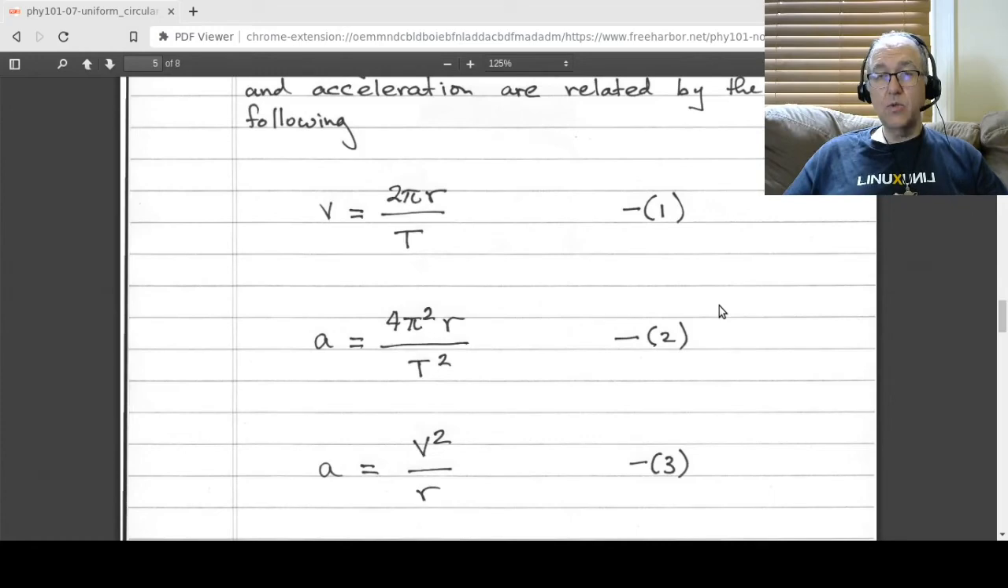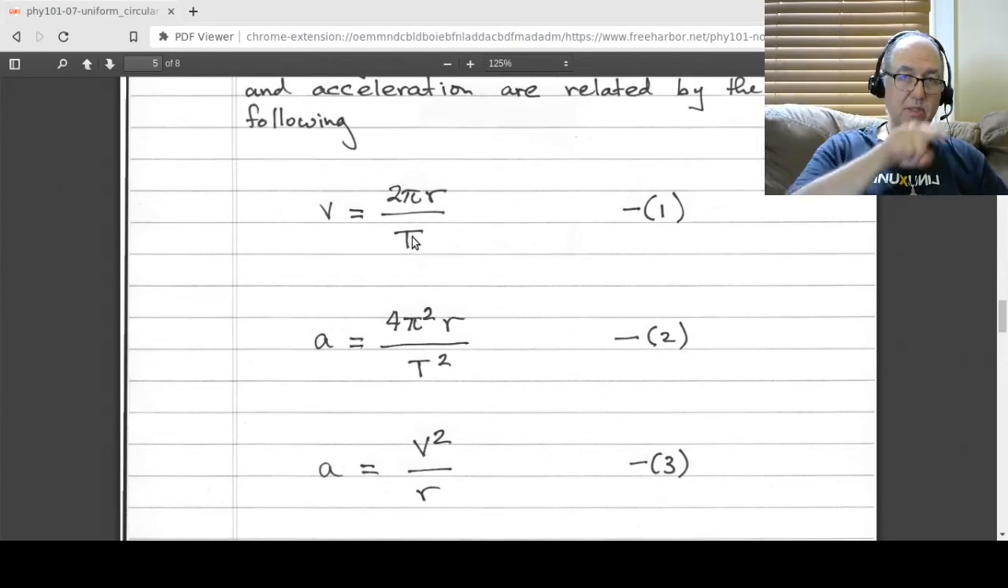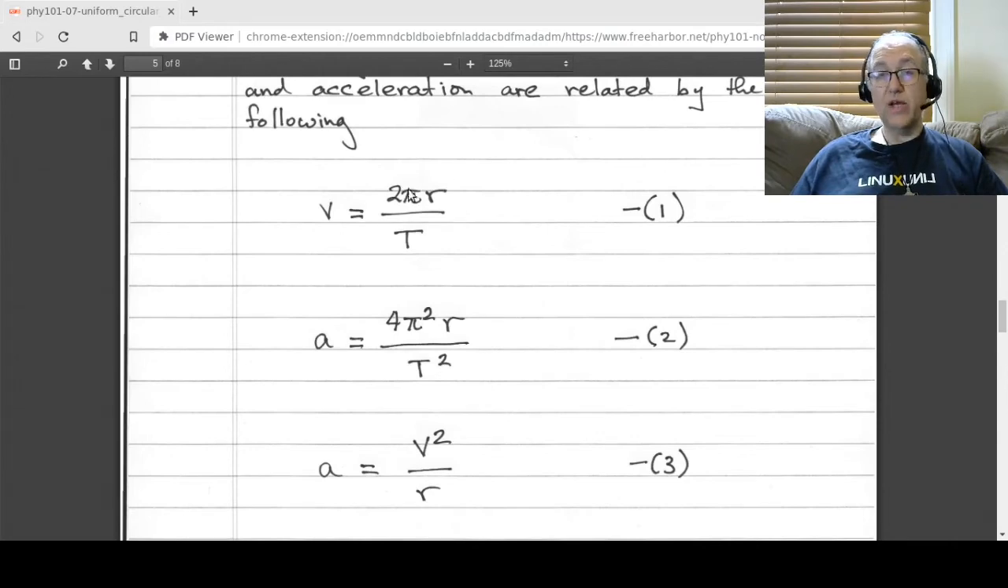What about the magnitude of the velocity? The magnitude of the velocity is actually given by this formula, 2 pi r over capital T. We can understand this formula, because 2 pi r is the circumference around the outside of the circle, divided by capital T, the time it takes to travel that. So the distance divided by the time, there's your velocity. Okay, so that's one equation that we're going to use when we solve problems.